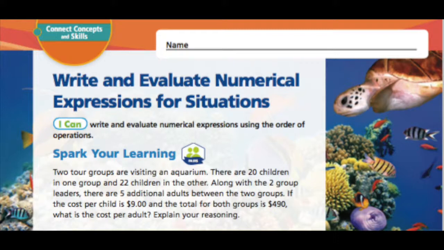Two tour groups are visiting an aquarium. There are 20 children in one group and 22 children in the other. Along with the two group leaders, there are 5 additional adults between the two groups. If the cost per child is $9 and the total for both groups is $490, what is the cost per adult? Explain your reasoning.